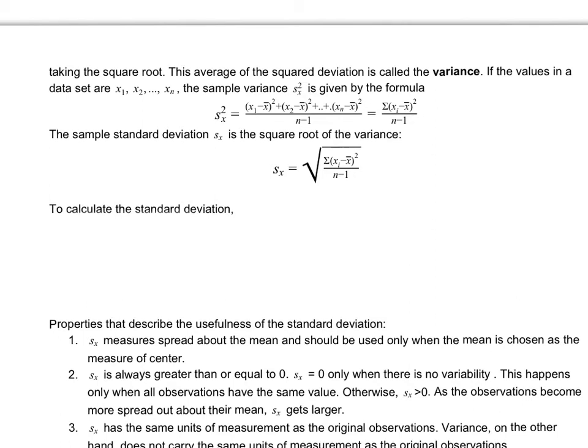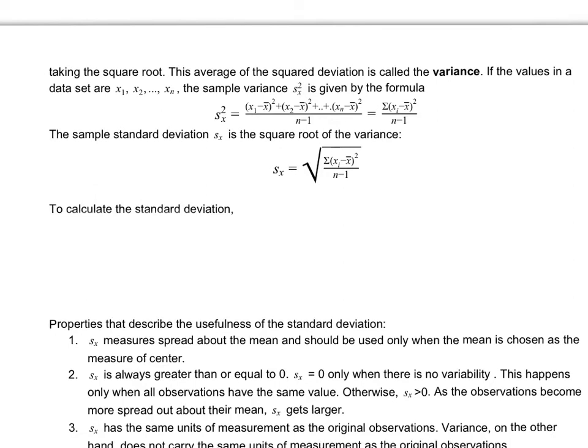Sample variance means it's a statistic. It's coming from the sample. The notation is S with a subscript x squared. This is the variance. It's the squared deviations from the mean, averaged. If we want to find the sample standard deviation, we take the square root of that variance.